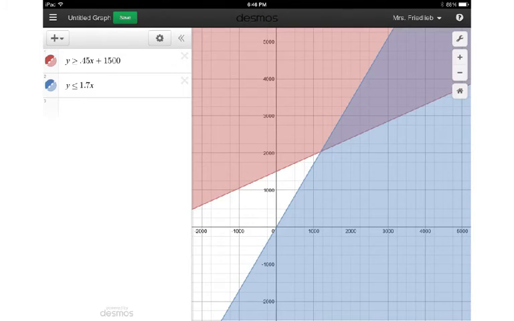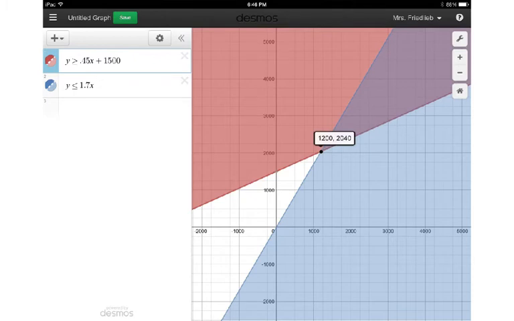So you can see where the graphs overlap, because one graph has red shading, one has blue shading, so when they overlap it's purple. And then if you tap the mouse where it intersects, the point of intersection pops up, and you find out it's 1200 and 2040.